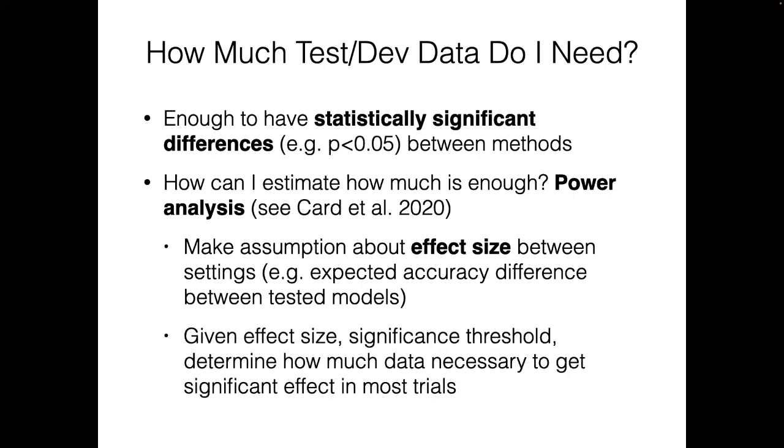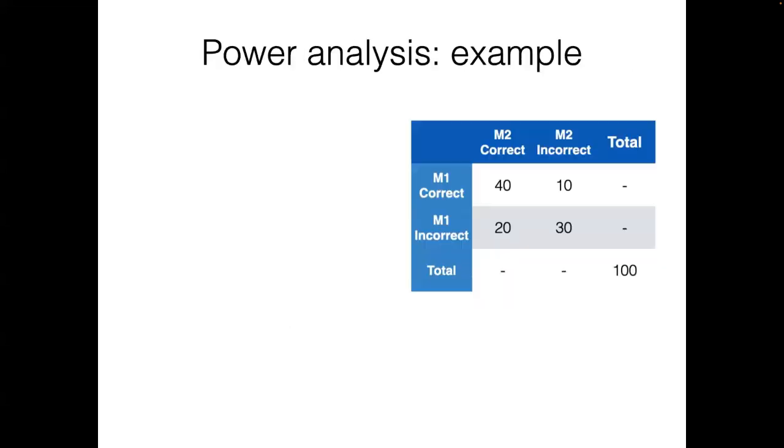Here you want to make some assumption. Say you have model A and model B, and you want to say that a 2% improvement would be a good accuracy difference. Then you ask, given that you want to demonstrate a 2% difference, how much data do you need for it to be statistically significant at a given threshold? Power analysis gives you a framework for doing this.